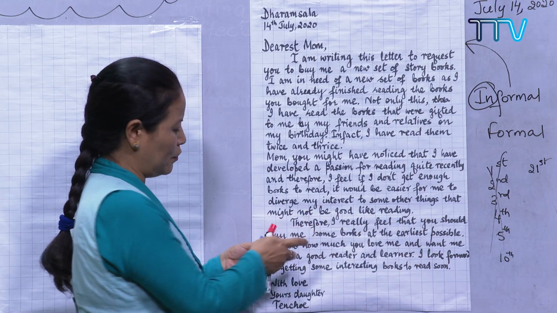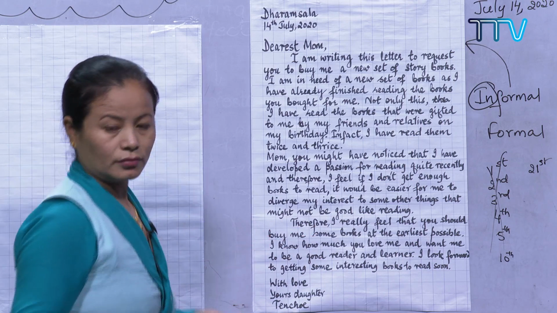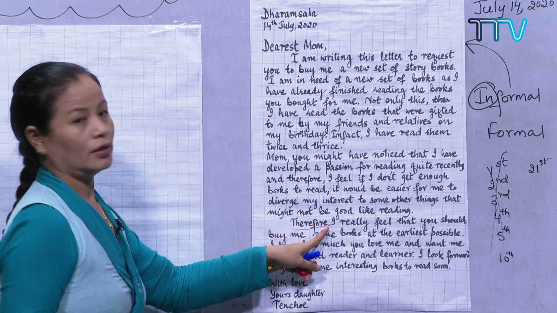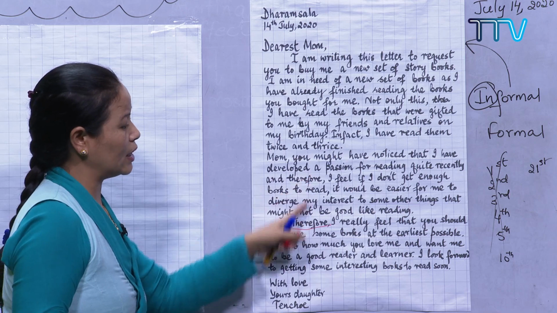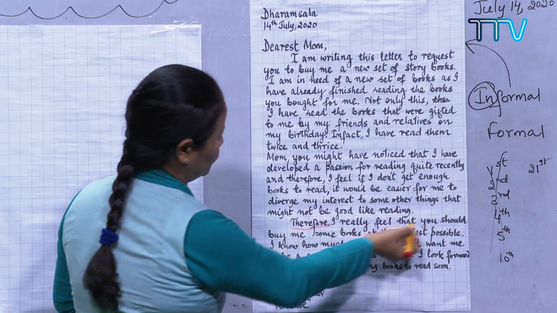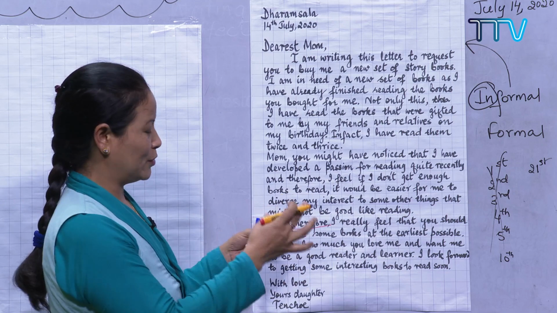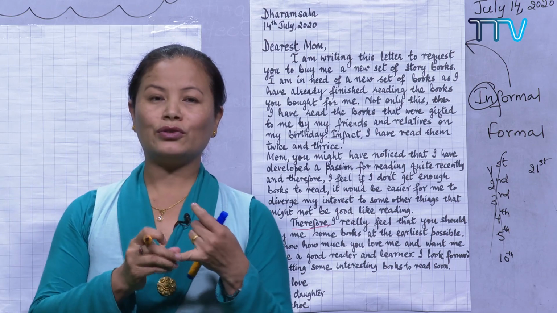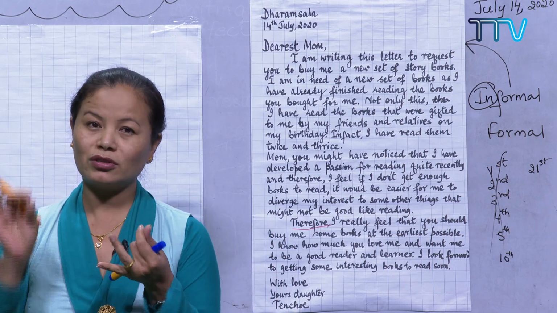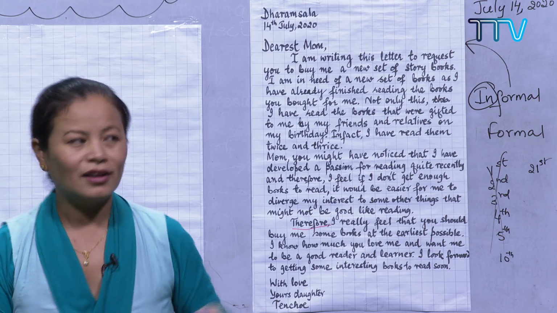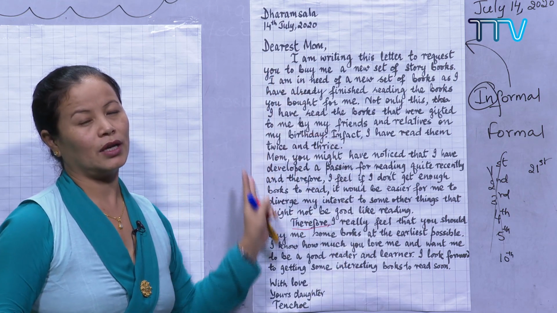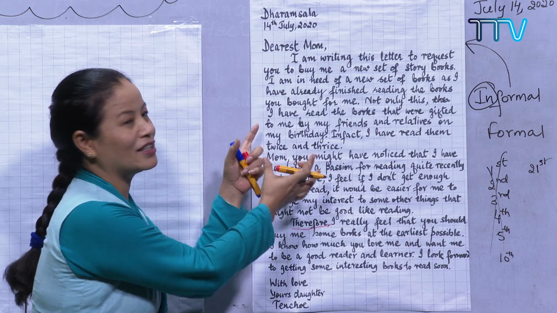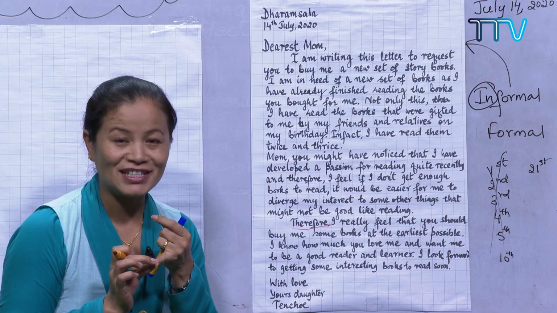So why have I written "therefore" here? I have made use of it to connect and then justify in a way, right? I really feel that you should buy me some books at the earliest. It's persuasive. Like I told you, persuasive writing can be appeal to emotion, appeal to reason, appeal to character. So if you just look at the letter, what would you think? The stronger element in this letter is emotions, isn't it?